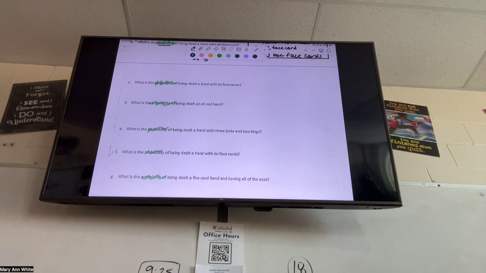All right, the next one says, what's the probability of being dealt a hand with all face cards? How many face cards? 12, and how many do I want? 5, good, so I'm gonna say 12C5, and it's probability, so what's the total? 52C5. Everybody's with me, because we're about to get moving. So when we do probability with playing cards, we're doing Cs.